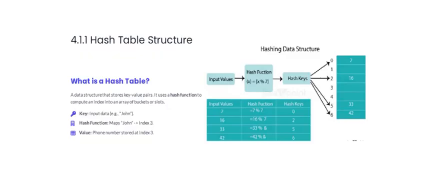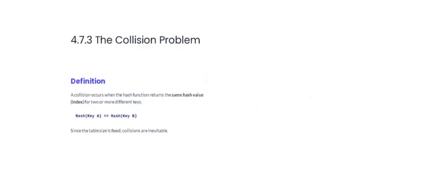And next we can see the collision. So we all know what collision is. I'll explain what collision is. We know how to find the hash value.